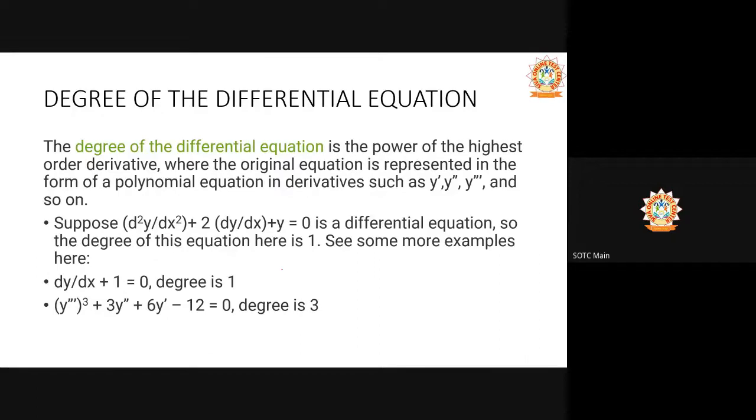Now try to see the next one, degree of the differential equation. If you know the order very clearly, then degree is very easy, right? So see, the degree of the differential equation is the power of the highest order derivative.